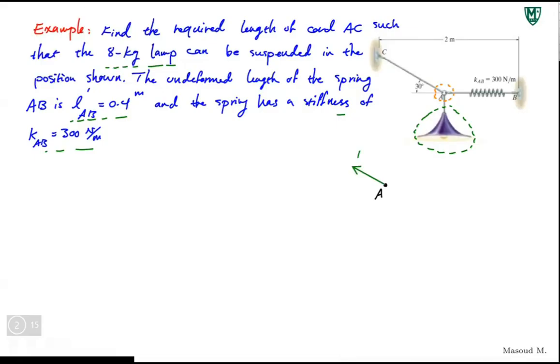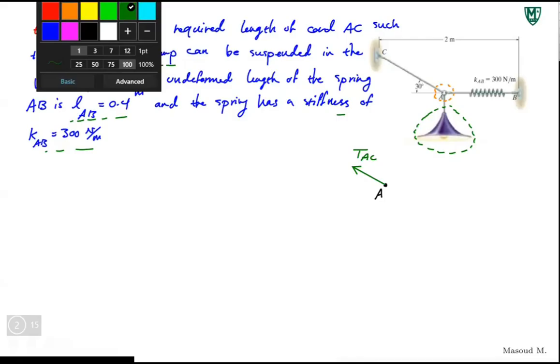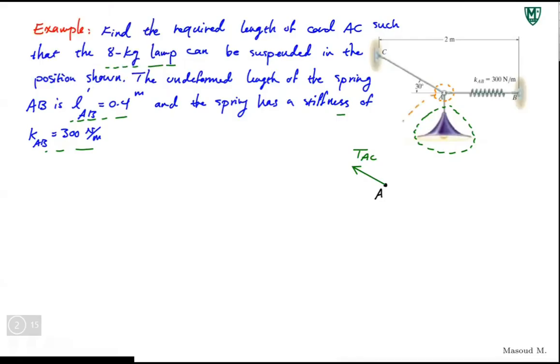So I called it TAC, coming from that cable. Remember, I isolated the ring and I'm drawing a free body diagram for that. All right, so the ring. Then I have a spring pulling from this side. Let's put it this way. I call this F for the spring, FAB, coming from the spring.